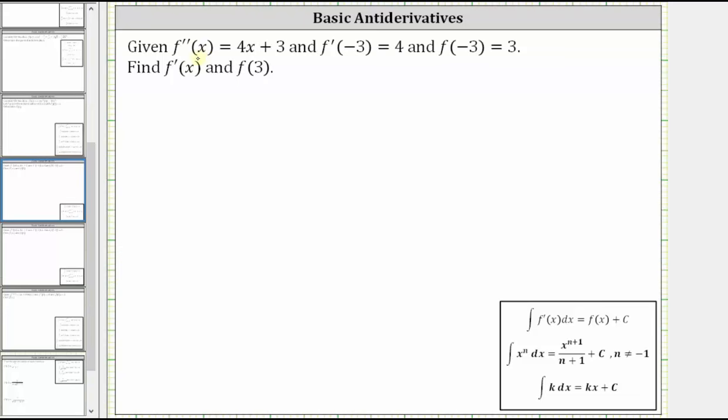We are given f double prime of x equals 4x plus 3, and f prime of negative 3 equals 4, and f of negative 3 equals 3. We're asked to find f prime of x and f of 3.